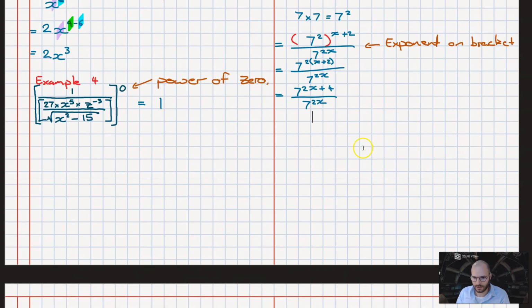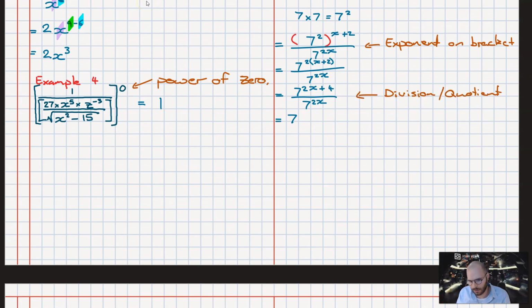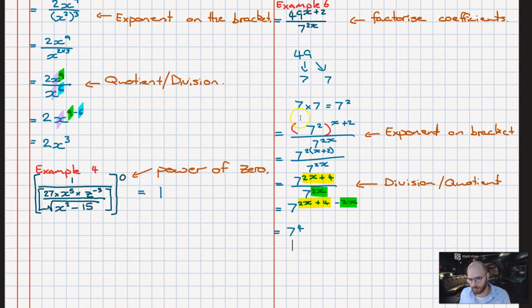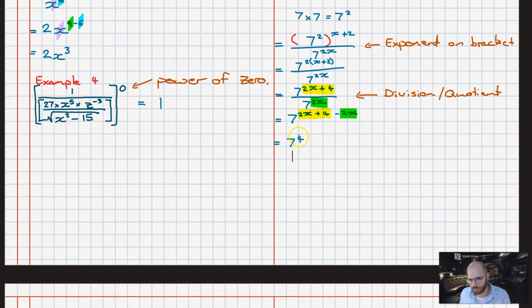Now simplifying this out using our division, we're going to get 7 to the 2x plus 4, then we subtract the 2x. So that will yield 7 to the power of 4. So these 2x's here and here, they're going to cancel. So we get something that looks rather complicated, but actually turns out to be something numerical and quite easy to compute.